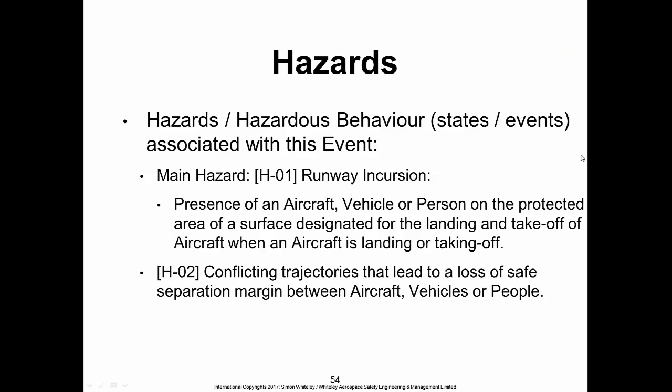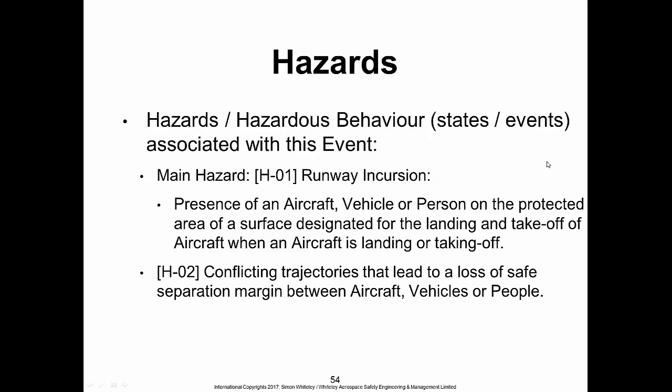So now to identify the associated hazards. For this particular event, there's only really two. As I said, I'm not an expert in airport operations, so there may be other hazards that you as an expert may be able to identify and may be relevant to this. If you do, please put them in the box. I'd like to see them. But for me, there are two main ones. The first, obviously, is runway incursion: the presence of an aircraft, vehicle or person on the protected area of a surface designated for the landing and takeoff of aircraft when an aircraft is landing or taking off. And then hazard two, conflicting trajectories that lead to a loss of safe separation margin between aircraft, vehicles or people.